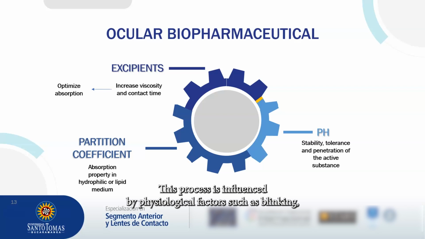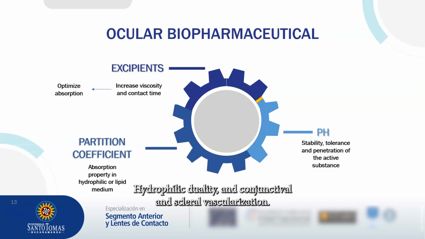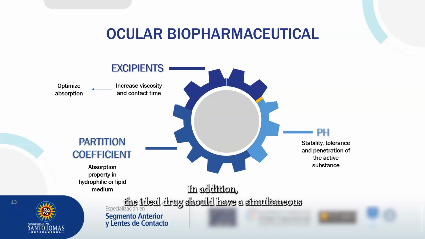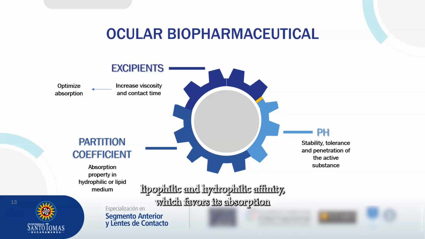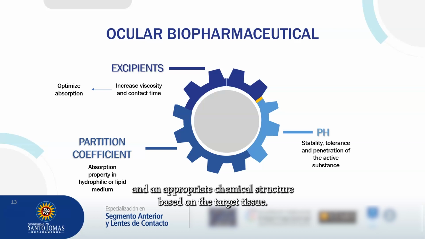This process is influenced by physiological factors such as blinking, tear volume and drainage, corneal lipophilic/hydrophilic duality, and conjunctival and scleral vascularization. In addition, the ideal drug should have a simultaneous lipophilic and hydrophilic affinity, which favors its absorption through the ocular media, referred to as the partition coefficient. This will be low or high, depending on the tissue to be intervened. It must also have a pH similar to that of the tear film and an appropriate chemical structure based on the target tissue, lipophilic or hydrophilic.